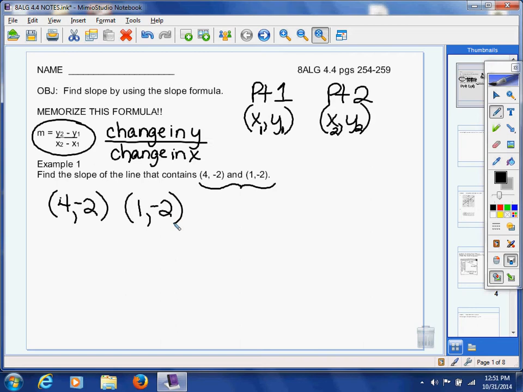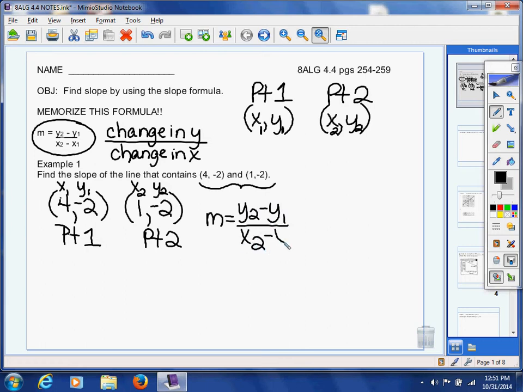Now for this first example, I'm going to call this one point 1 and this one point 2. So what that means is that for point 1, the 4 is going to be x sub 1 and the -2 is going to be y sub 1. And point 2, that's going to be x sub 2 is 1, y sub 2 is -2. I'm a real careful sort. I hate messing up, and I don't like plugging in numbers wrong. So that's why I clearly label so I know exactly what to plug in.